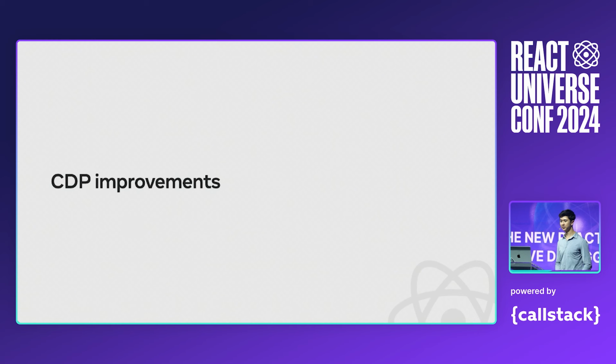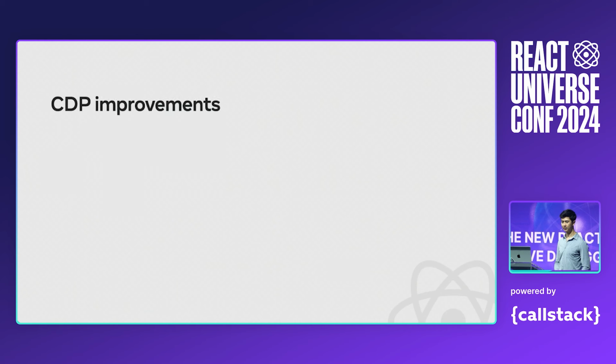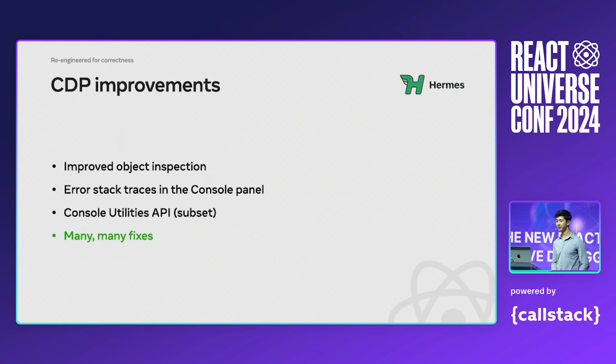And finally, we also made improvements in our CDP support to add features and to better align with Chrome. This is coupled with other incremental improvements in Hermes. Improvements you'll notice are improved object inspection in console, as well as rich symbolicated stack traces, and the console utilities API, which powers the go-to-source behavior just seen, along with many, many fixes.